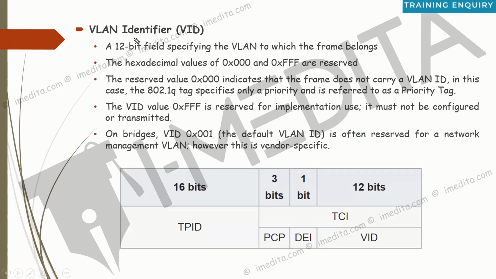And the last field is called VLAN ID. This 12-bit field specifies which VLAN that particular frame belongs to. Total we get 4096 numbers to perform tagging, where the number 0 and 4095 are reserved. 4095 is reserved for implementation purposes and must not be configured or transmitted.